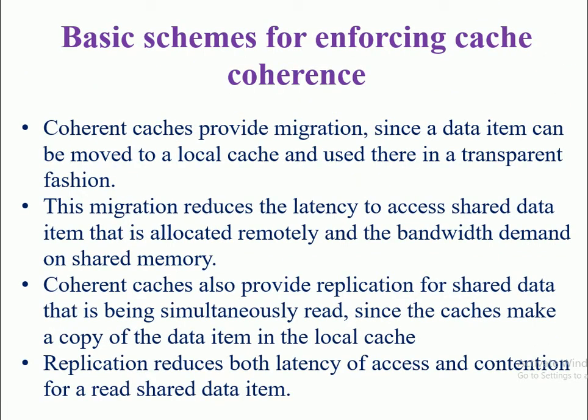Now we will be discussing the different schemes for enforcing cache coherence. Coherent caches provide migration of values, as a data item can be moved to a local cache and used there in a transparent fashion. So, movement of primary memory to cache memory. Coherent caches must maintain movement of data from cache to primary memory as and when it is required.